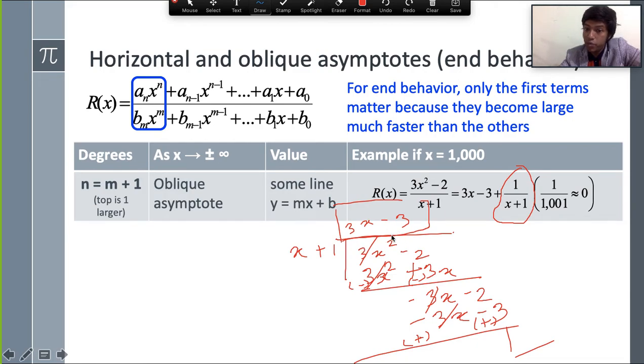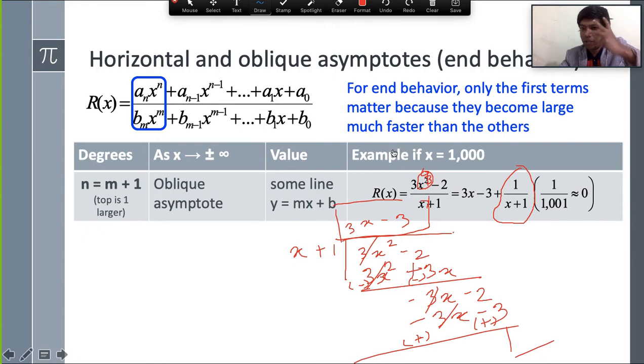Look at the condition once again. The power gap has to be only 1. Here it is 1, here it is 2, so the gap is only 1. They can have only one gap. If it is not one gap, suppose the power is 3 and this is 1, then there is no oblique asymptote here. If it is 4 and this is 1, there is no oblique asymptote. There is no horizontal or oblique asymptote, just simply that. We will not have to do any calculation.